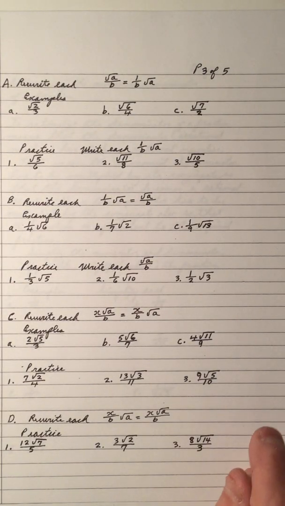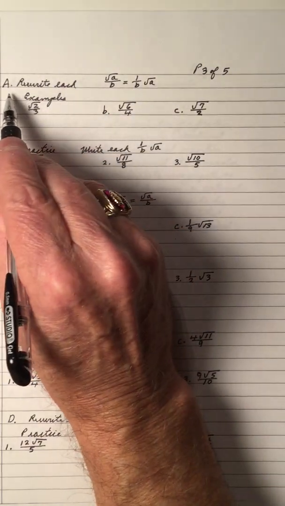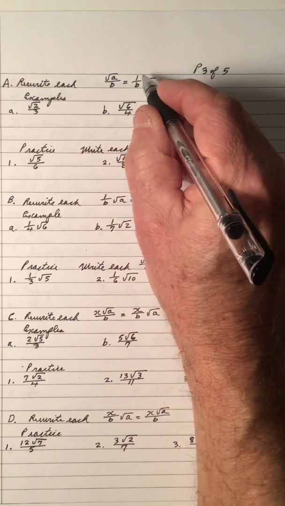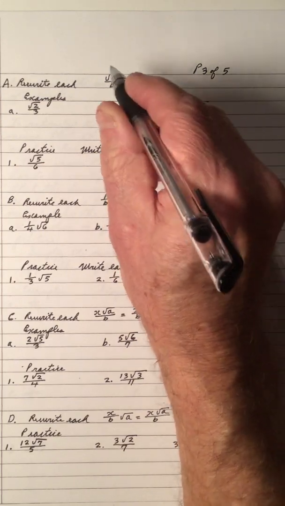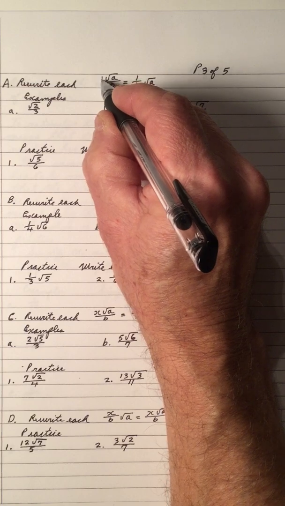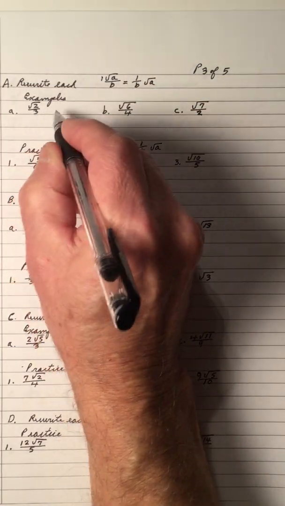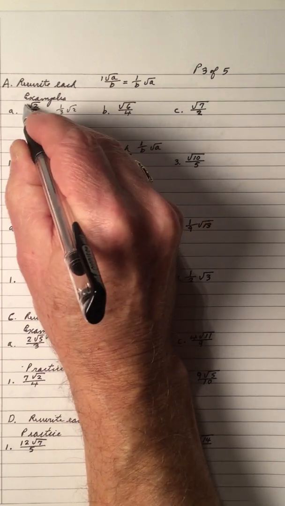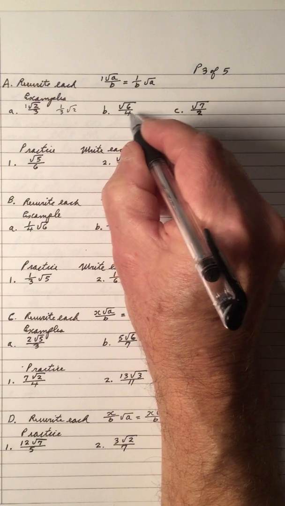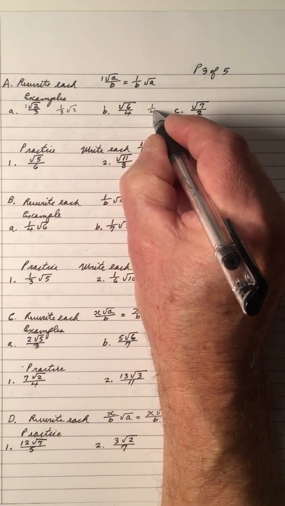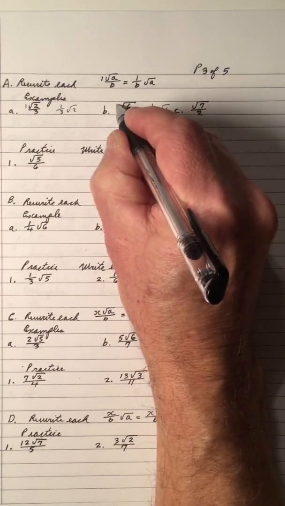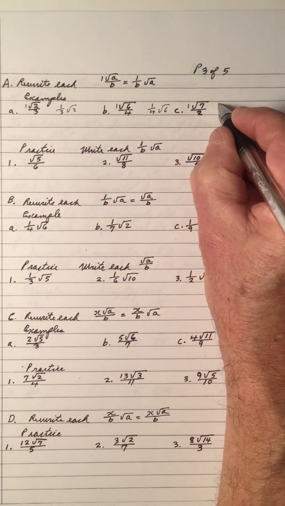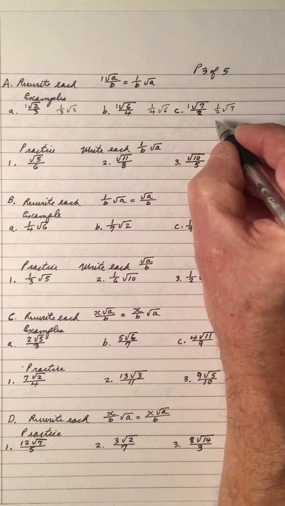Now we want to rewrite some of these expressions. Rewrite each. If you have root a over b, that's the same as 1 over b root a, because there's a 1 understood to be right here. So root 2 over 3 is the same as 1/3 root 2, because there's a 1 right there. Root 6 over 4 is the same as 1/4 root 6, because there's a 1 there, 1 over 4. And this is a 1 understood, so that's a 1/2 root 7.